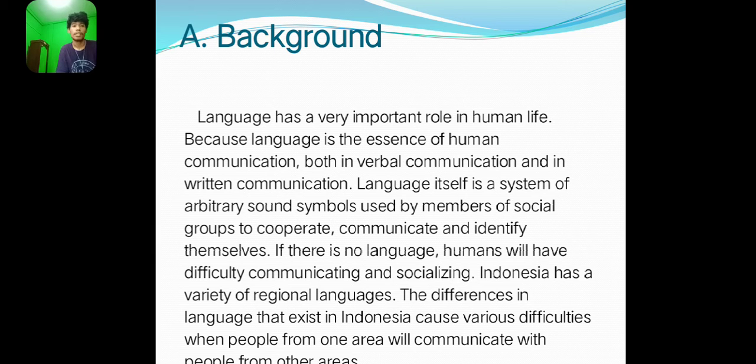Indonesia has a variety of regional languages. The differences in language that exist in Indonesia cause various difficulties when people from one area communicate with people from other areas.